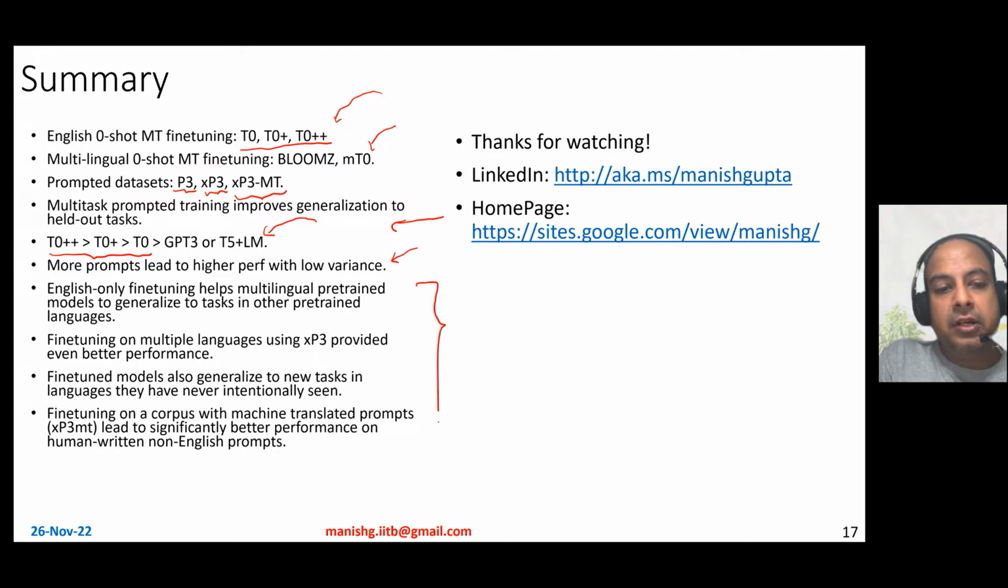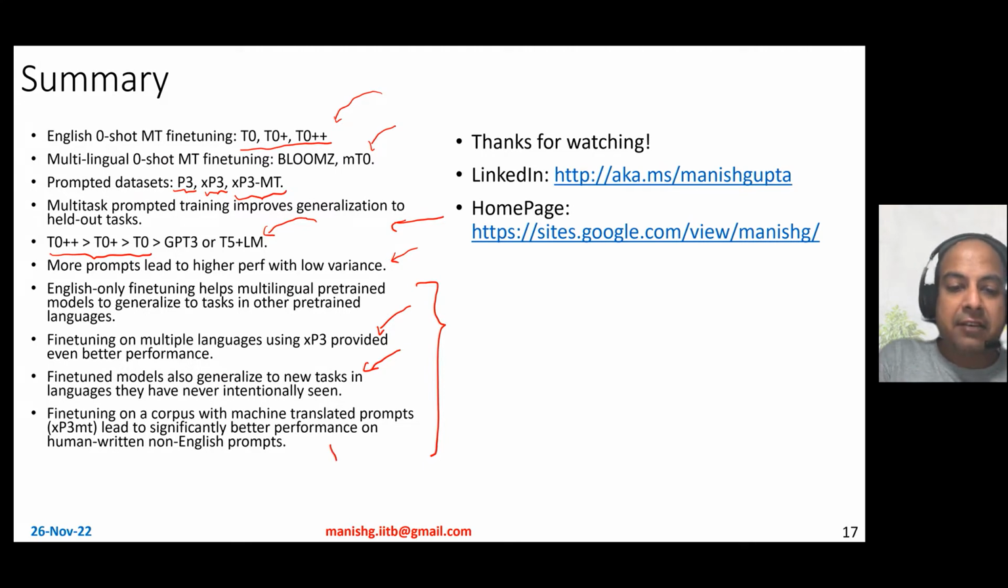In the multilingual world, you observe that even if you do just English only fine tuning, it still improves accuracy for other tasks as well as other languages. Now that's so awesome, right? You fine tune only on English, but it improves accuracy on other languages. Of course, fine tuning on multiple languages using XP3 improves further. And clearly, fine tuning generalizes to new tasks in languages that have never been seen before. So it's like zero shot in both senses, cross task and cross language.